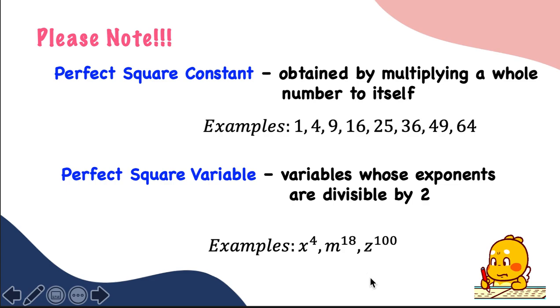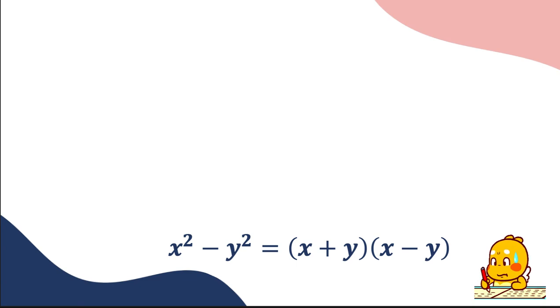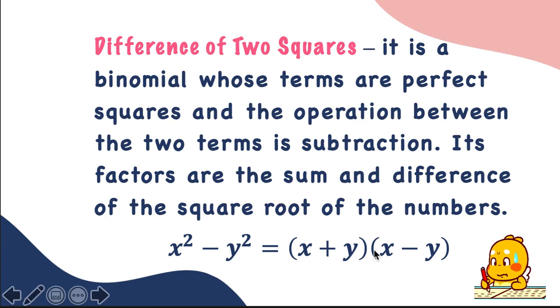Now, we are ready to identify the factors of a difference of two squares. But before that, let us first identify a difference of two squares. So what is a difference of two squares? It is a binomial whose terms are perfect squares and the operation between the two terms is subtraction.